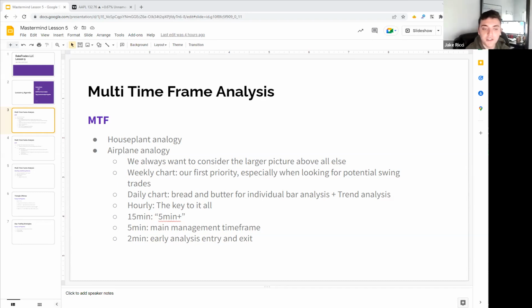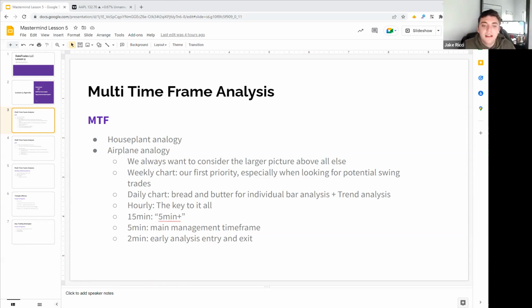So the weekly chart is always our first priority, especially when we're looking at swing trades or gearing up our general plan and thesis for a stock. We want to be clear on the weekly chart. Even if it's intra-week, even if it's not the end of the week, we want to be looking at the weekly chart and examining how it is contributing to our analysis. So that is always our first priority, the weekly. Always, always, always.